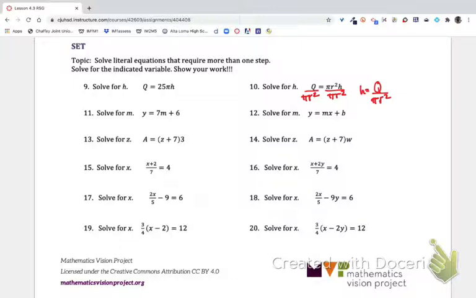Solving for m. If I wanted to solve for m here, I need to work outside to in. So the first thing I'll do is subtract b on both sides. Y minus b equals mx. And getting m isolated, we would divide both sides by x. So we would have m equals y minus b all over x.